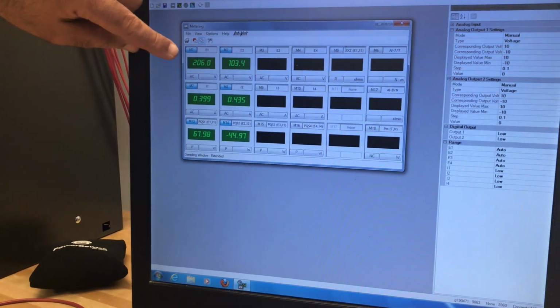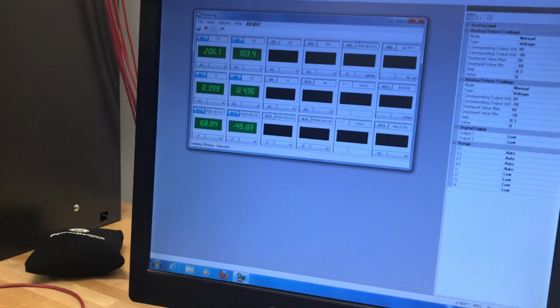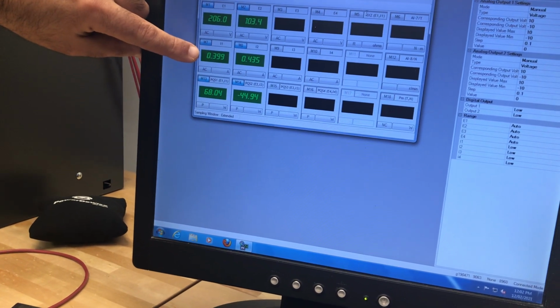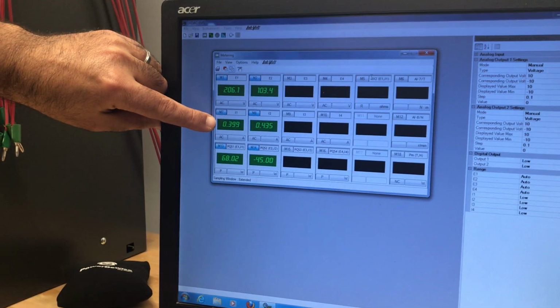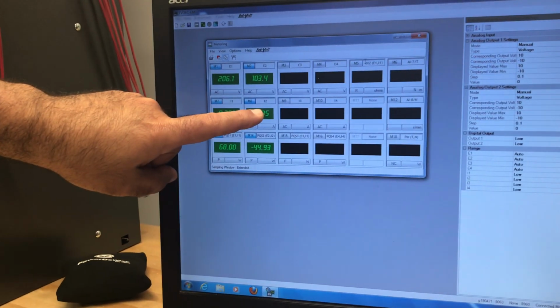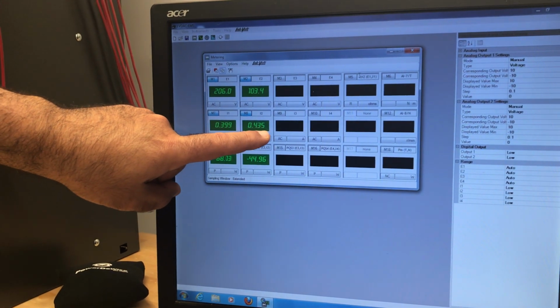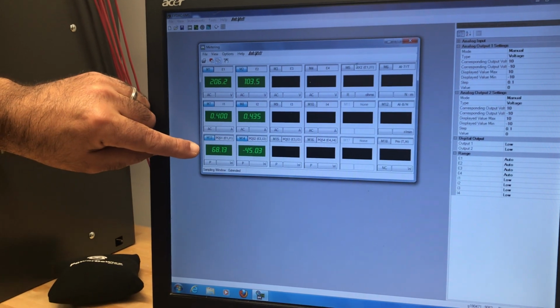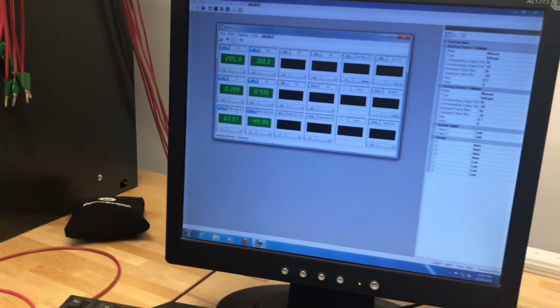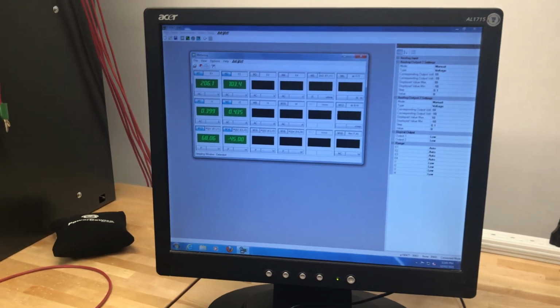The input voltage is 206 and the output voltage is 103 and the input current is 0.399 and the output current is equal to 0.435, and this is the input power, and this is the output power, which is 44.9. This is in case of I'm connecting 240.